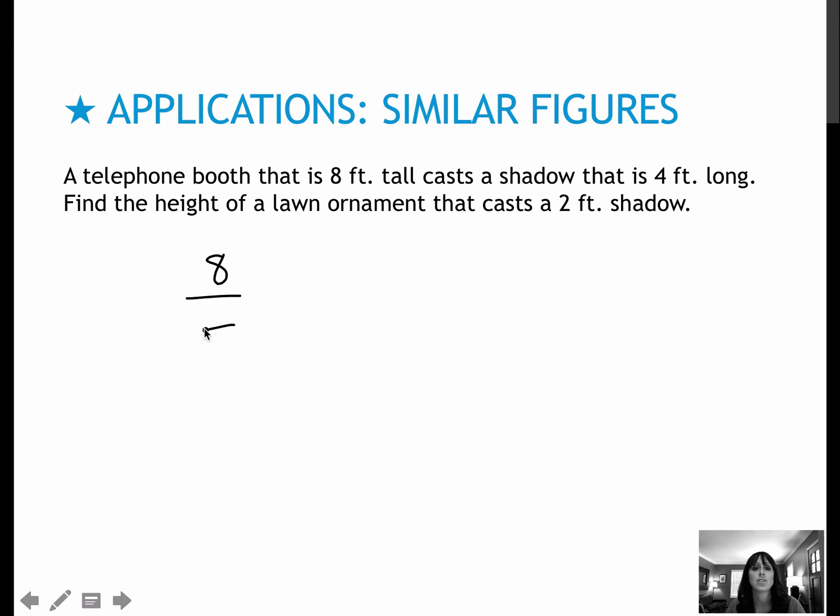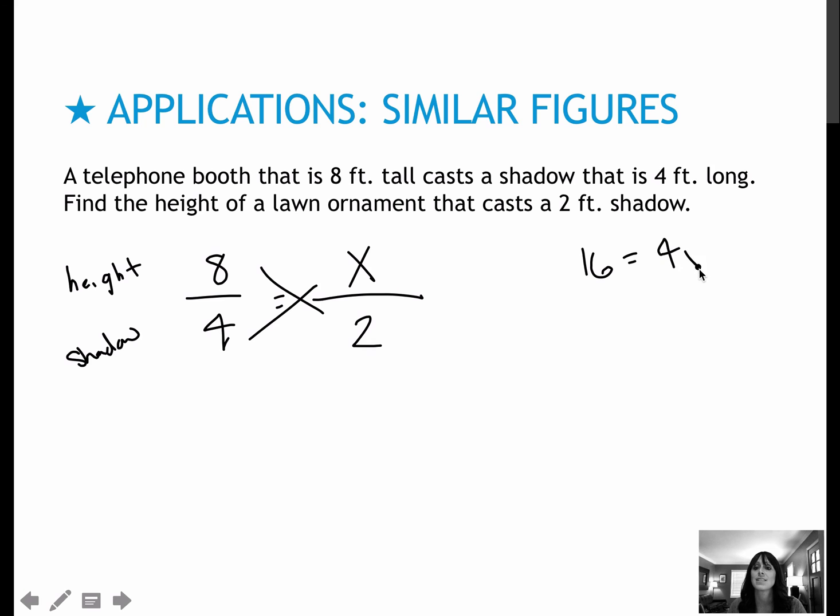So height to shadow. The height of a lawn ornament, now we're reaching, has a shadow that is 2 feet long. So it's height to shadow, height to shadow. That's how I set it up. And so, of course, to cross multiply, 16 equals 4x. I would divide by 4 to find that x is 4. So that tells me that my lawn ornament, think Travelocity garden gnome, is 4 feet tall. That is insane.